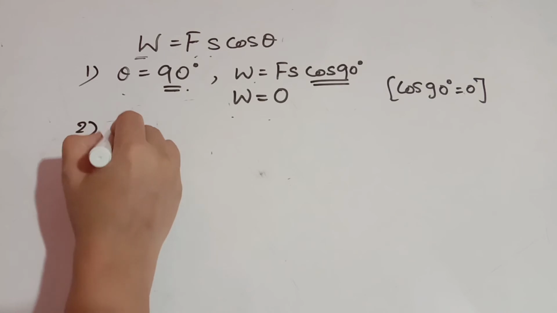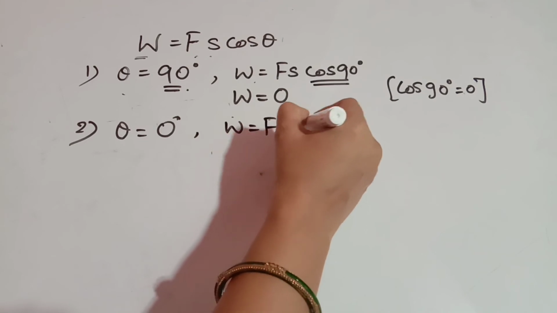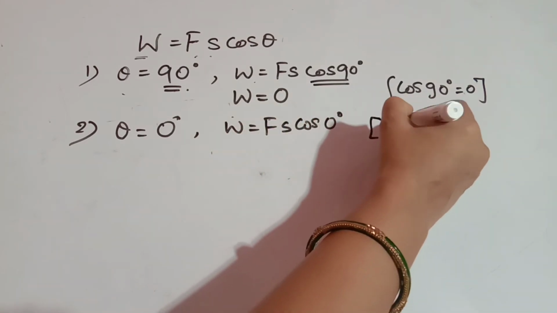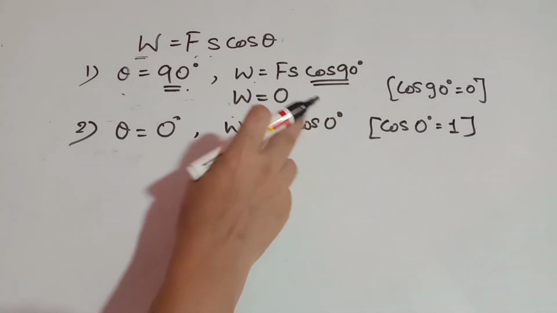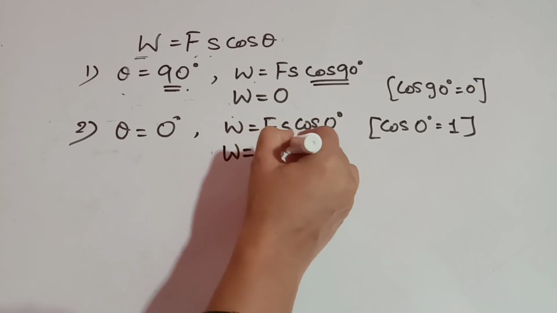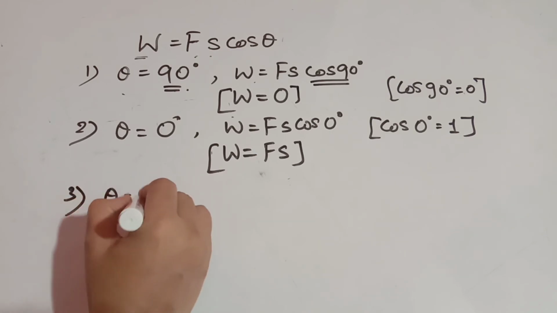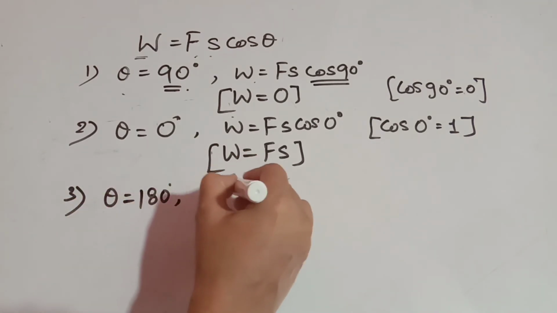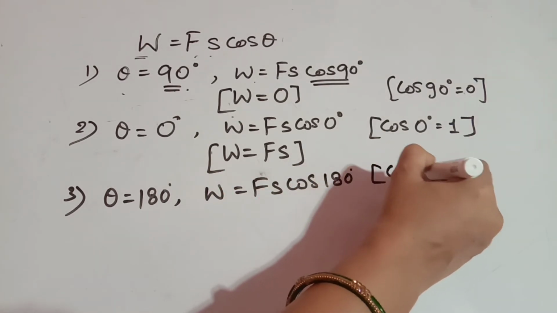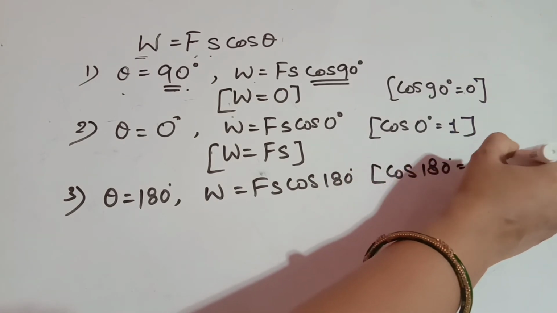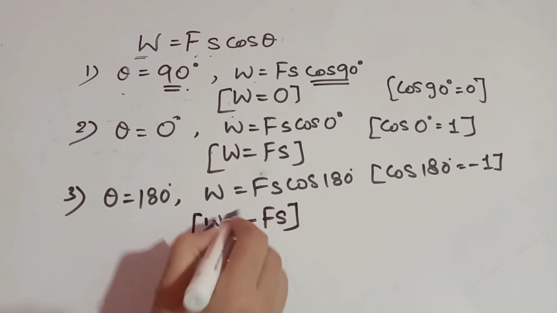The second is when theta is 0 degrees. In this case, W is equal to F s cos 0 degrees. Now the value of cos 0 degrees is 1. Then we put the value, and W is equal to F into S. Third situation, when theta is 180 degrees, then W is equal to F s cos 180 degrees, and the value of cos 180 degrees is minus 1. Put the value, W is equal to minus F into S, which means the work done is negative.